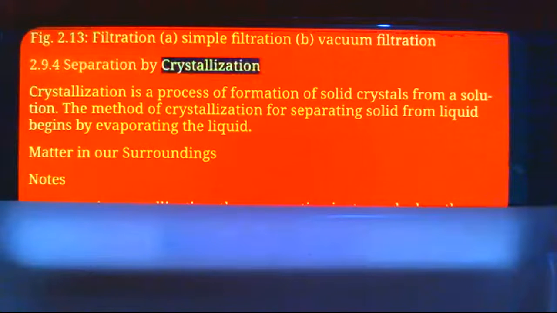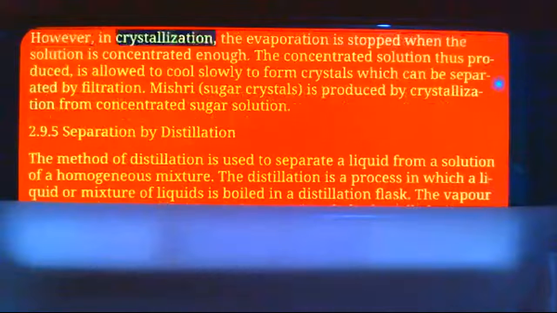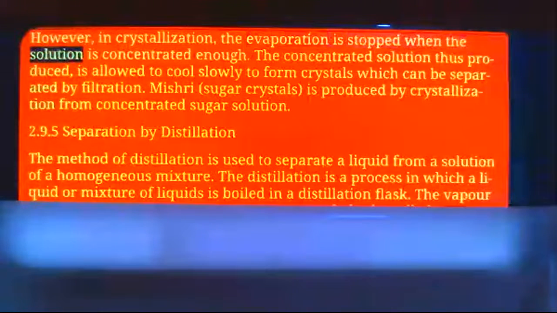2.9.4 Separation by crystallization. Crystallization is a process of formation of solid crystals from a solution. The method of crystallization for separating solid from liquid begins by evaporating the liquid. However, in crystallization, the evaporation is stopped when the solution is concentrated enough. The concentrated solution thus produced is allowed to cool slowly to form crystals, which can be separated by filtration. Mishri, sugar crystals, is produced by crystallization from concentrated sugar solution.